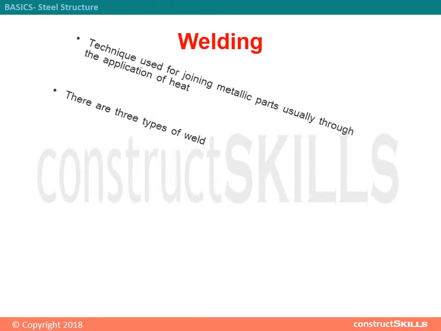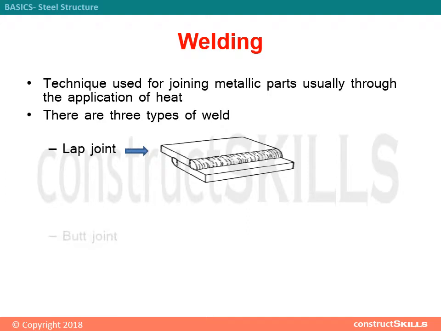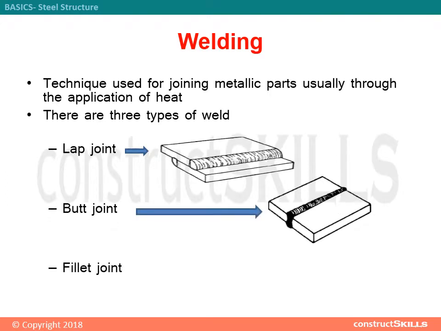Welding. A technique used for joining metallic parts, usually through the application of heat. There are 3 types of weld. First one is lap joint. Second one is butt joint. And the last one is fillet joint.